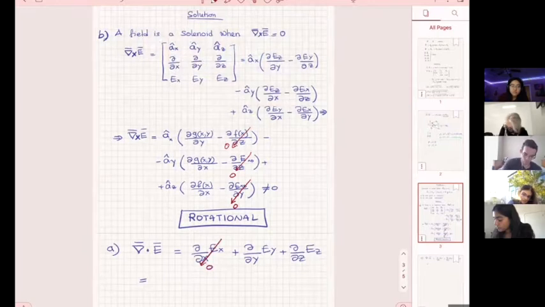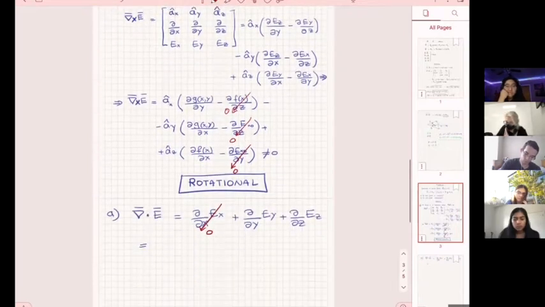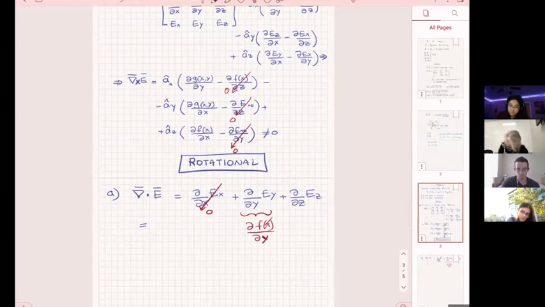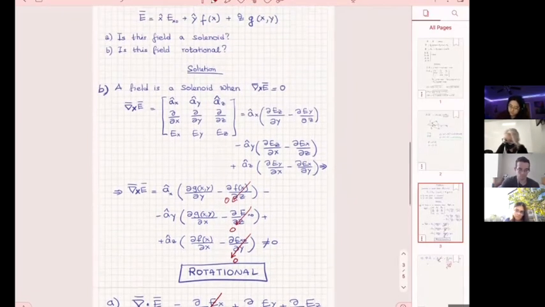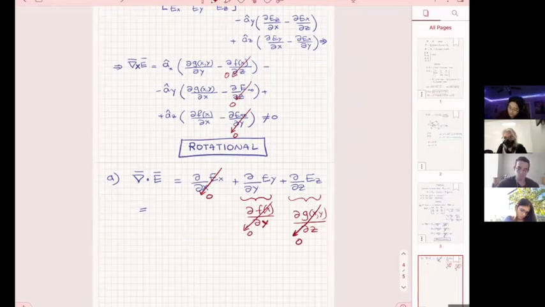Ey is a function of y... see, the Ey, this one is ∂y of f of x, which is also 0. And what is this one? This is a derivative of g of x and y with respect to z. How much is that? 0. So what happens to this field? It's a solenoid.